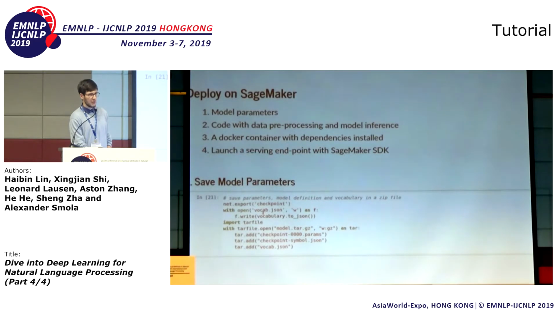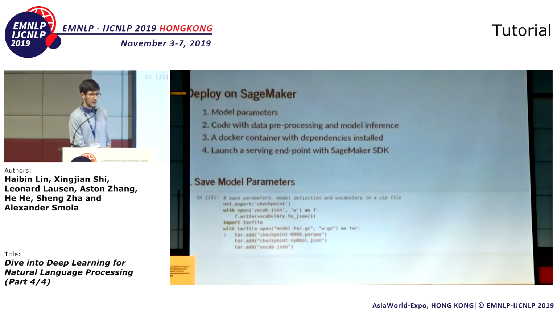Then we want to also export the vocabulary in our case. So we just write it to vocabulary.json, and then we decide to put these 3 into a tar.gz file, which is used by the SageMaker service as an input format.